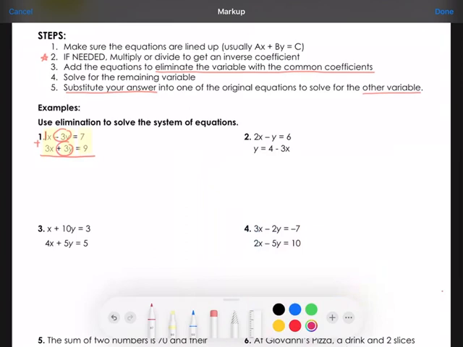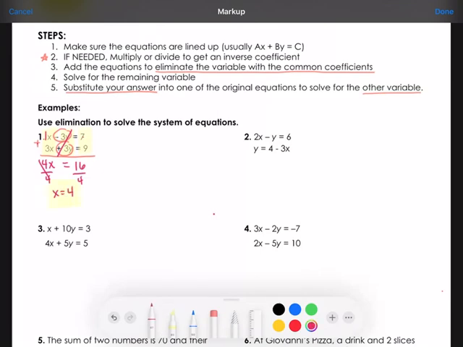So what we do is we add our like terms. So this is 1x plus 3x gives me 4x. Then I have negative 3y plus 3y. These cancel each other out. So I'm left with 4x equals, and then I do 7 plus 9, which is 16. Now the x is almost by itself. I just divide both sides by 4, and I'm left with x equals 4.